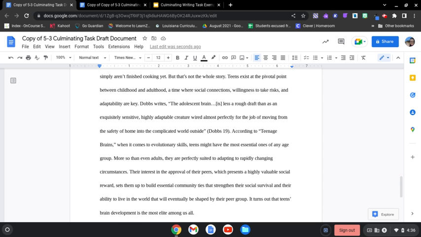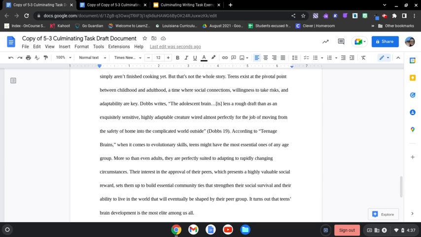Teens exist at the pivotal point between childhood and adulthood, a time where social connections, willingness to take risks, and adaptability are key. Dobbs writes, the adolescent brain is less a rough draft than an exquisitely sensitive, highly adaptable creature wired almost perfectly for the job of moving from the safety of home into the complicated world outside. Dobbs, 19.